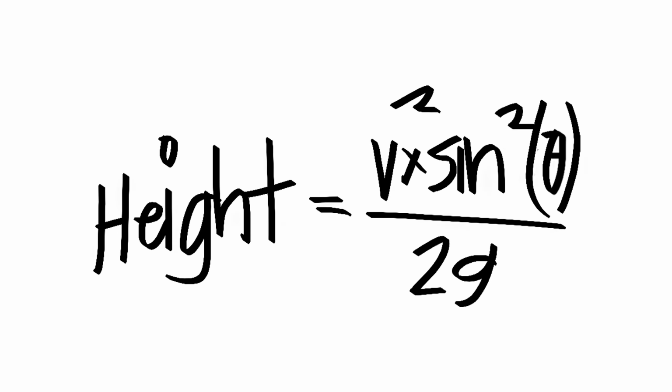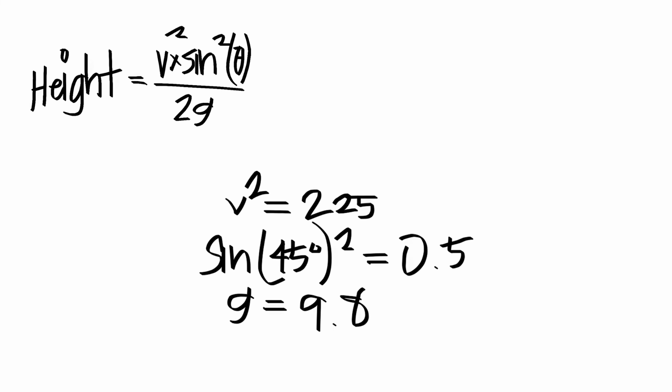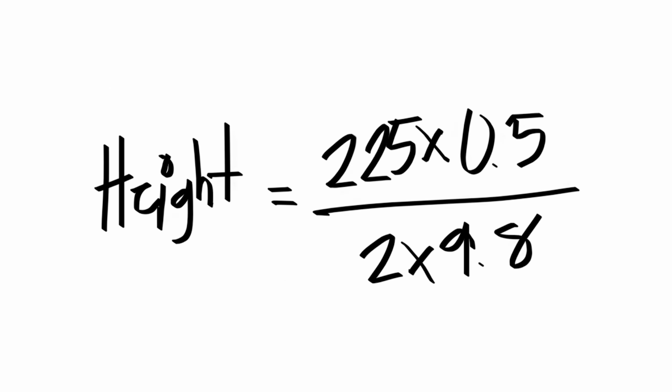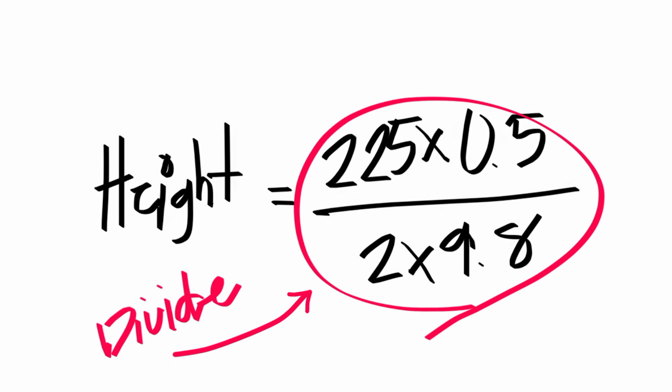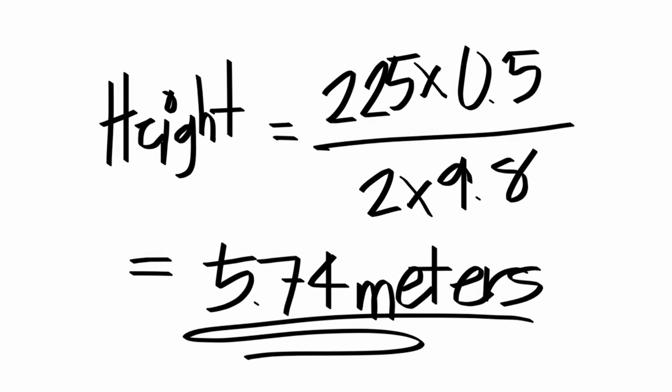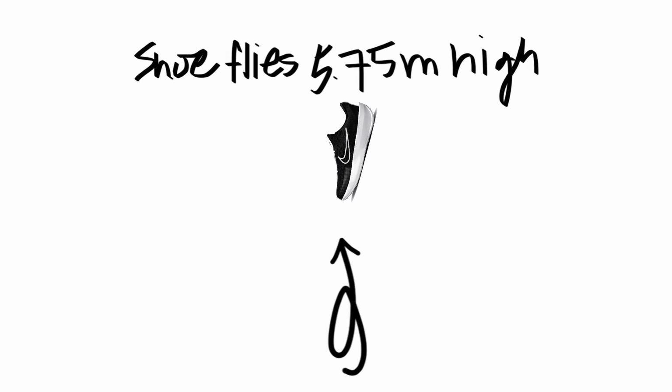Next, let's find the maximum height, or how high the shoe goes. To do this, we use the formula that involves the square of the velocity, the square of the sine of the angle, and the acceleration due to gravity. In this case, the square of the velocity is 225, the square of the sine of 45 degrees is 0.5, and the acceleration due to gravity is 9.8. When you multiply 225 by 0.5 and divide the result by 2 times 9.8, you get approximately 5.74 meters. So, the shoe flies up to a maximum height of 5.74 meters.